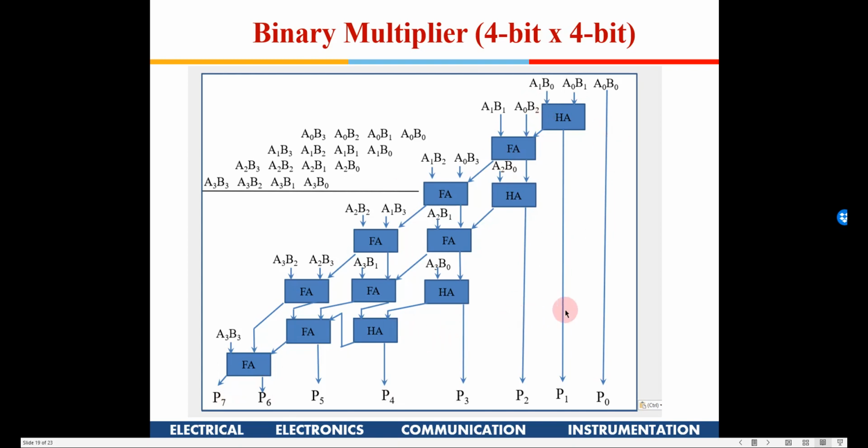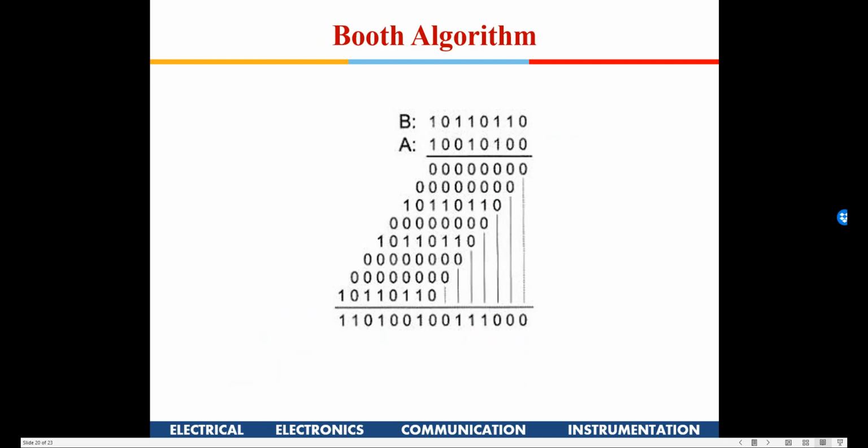And also the hardware requirement, if you see here, it requires a lot of hardware. Okay, so this is just for 4-bit. If you expand it to 8-bit, you can imagine how many full adders and half adders will be required. So it consumes a lot of area, and the delay is also very large. So a more efficient way of implementing a multiplier is using something known as the Booth algorithm.